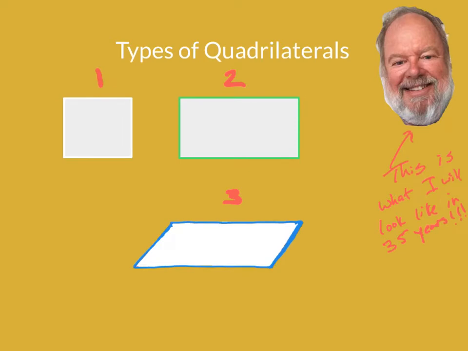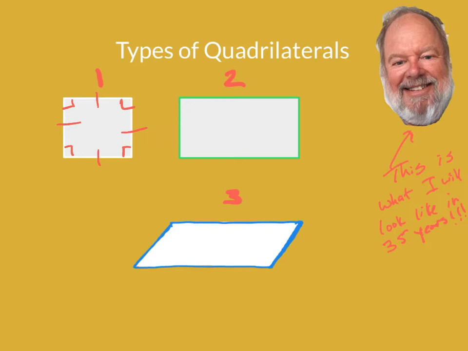Here we're going to talk about a few quadrilaterals. So shape number 1 is a square. It's a square because it has 4 equal sides, and those are my markings to show they're equal. And it also has 4 right angles, and those 4 will add up to 360 degrees.